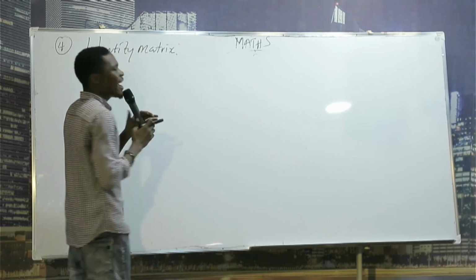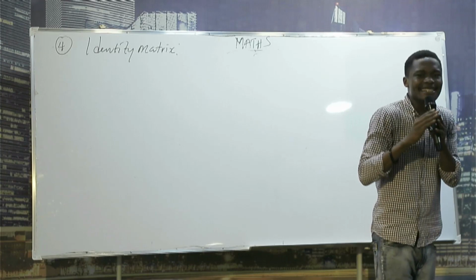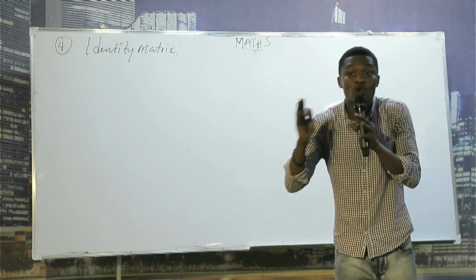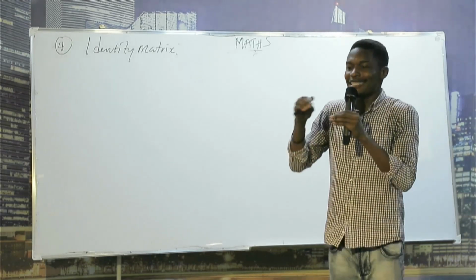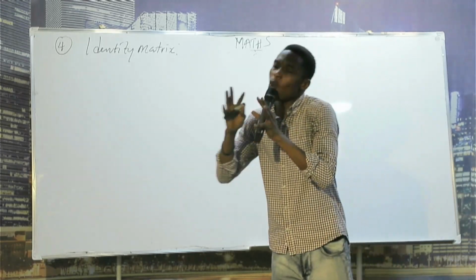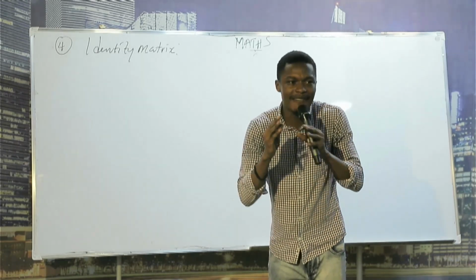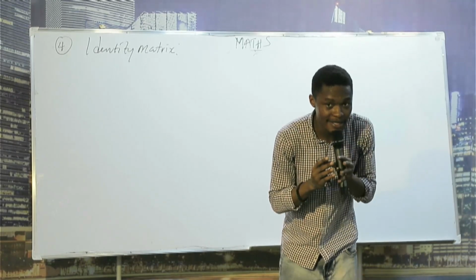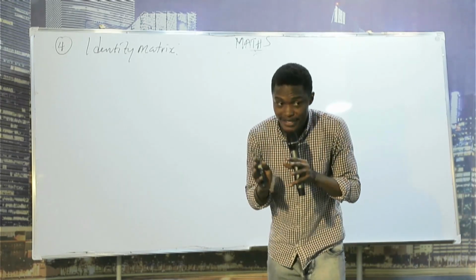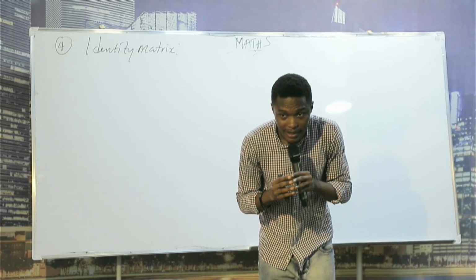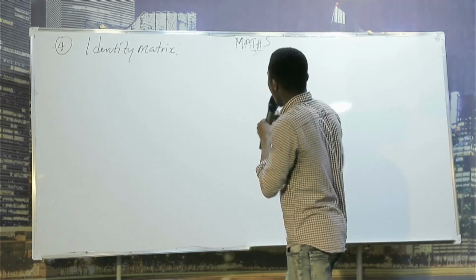Good. Before I give an example, class, first of all, we said that an identity matrix is a square matrix. Meaning that the first condition for you to call something an identity matrix is that it must be a square matrix first. So if it is not a square matrix, then it can never be an identity matrix. Remember what a square matrix is? It has an equal number of rows and columns.